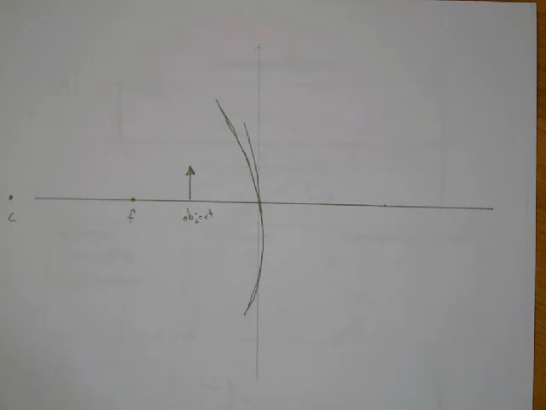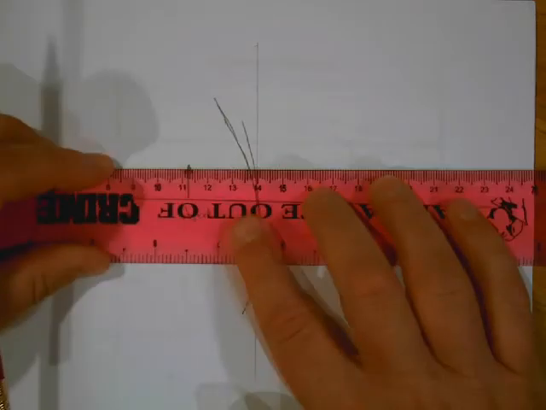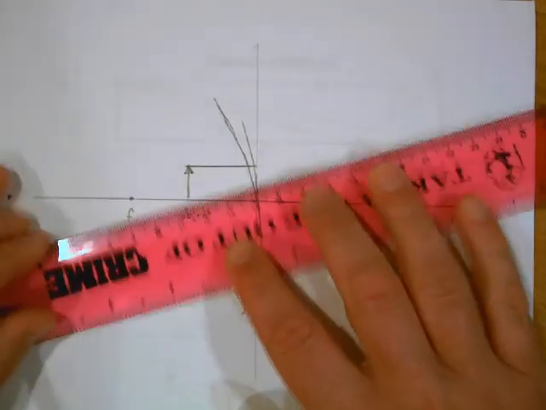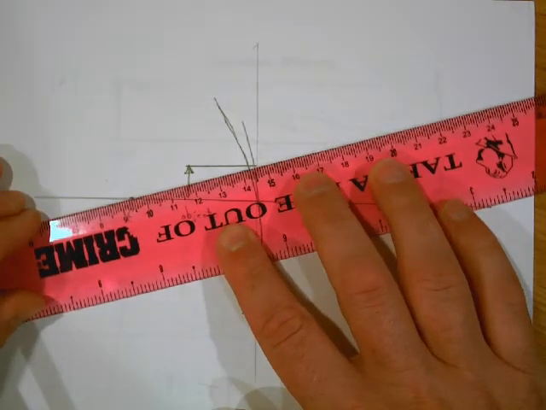All right, so let's do our rays. The first ray is our parallel ray. It comes in parallel, and then it reflects and goes through the focal point.